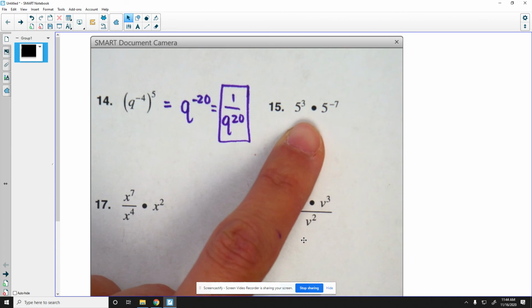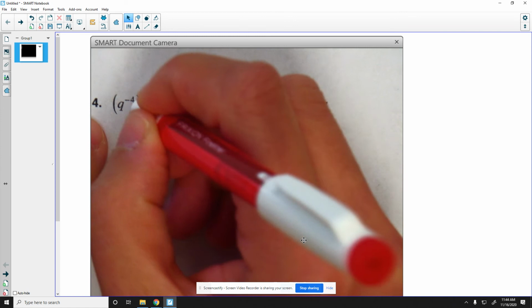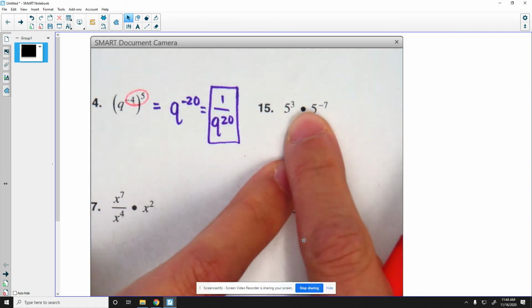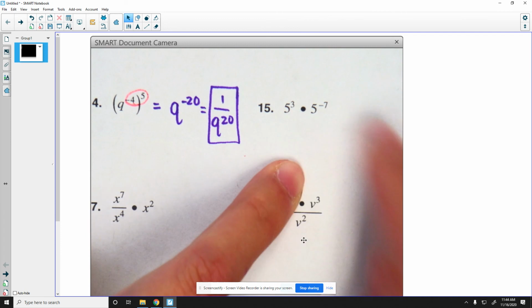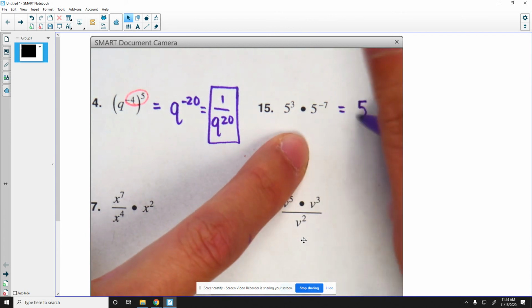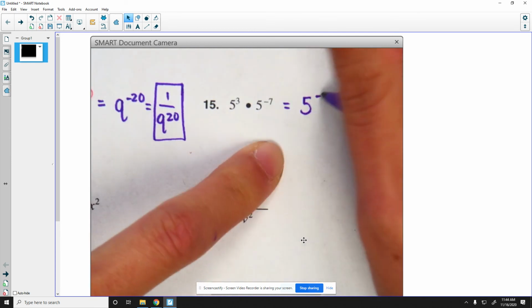Okay. Number 15, I have a different rule. Remember how this rule, whenever you had a power to a power, you multiply. But when I have a multiply problem, what do I do with my exponents? Add them. So what do I get? 5 to the negative 4. 3 plus negative 7 is negative 4.